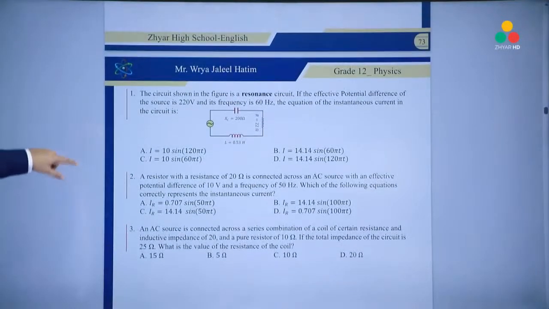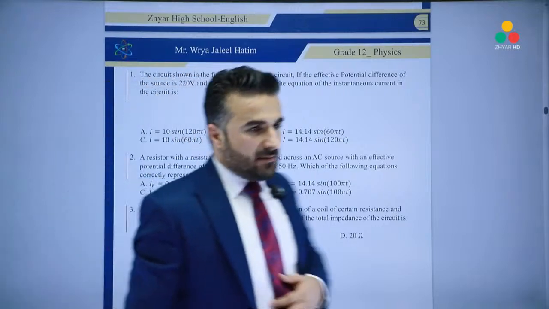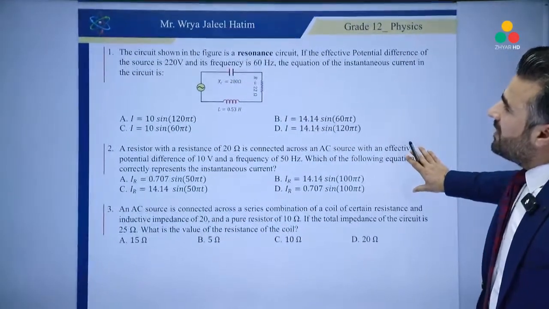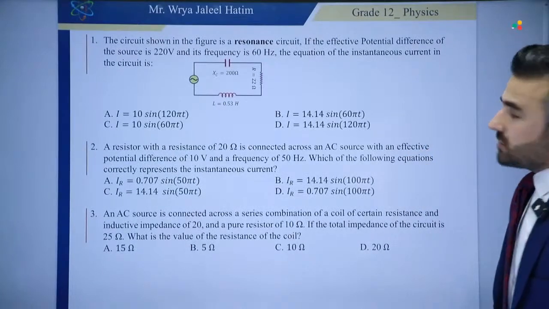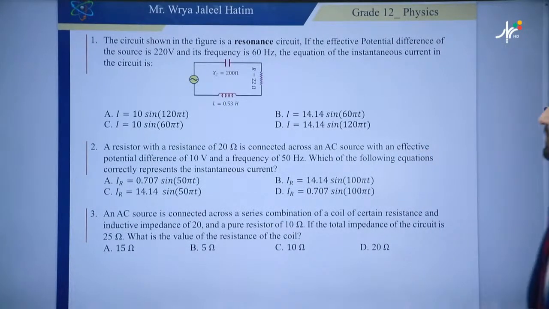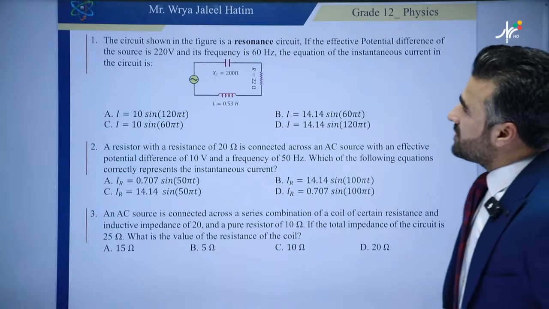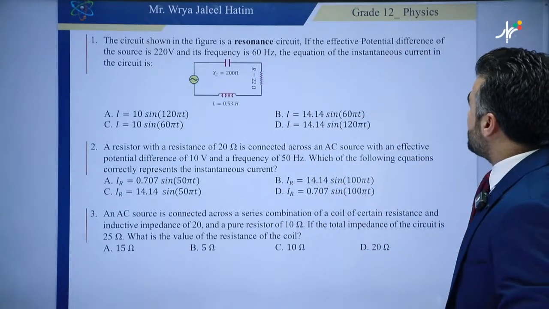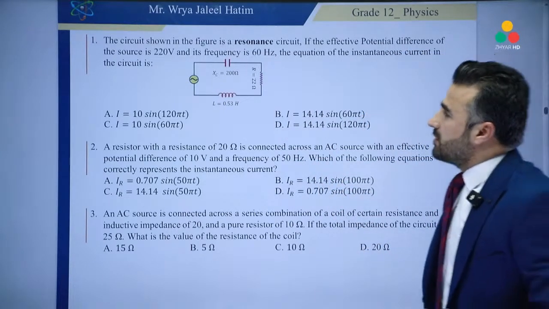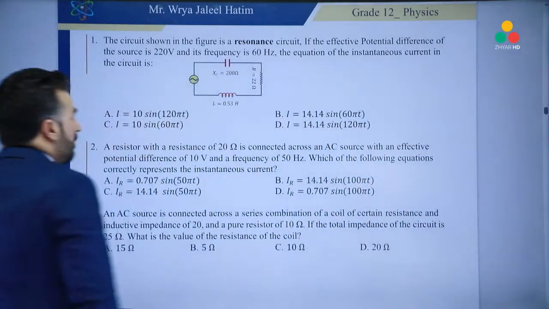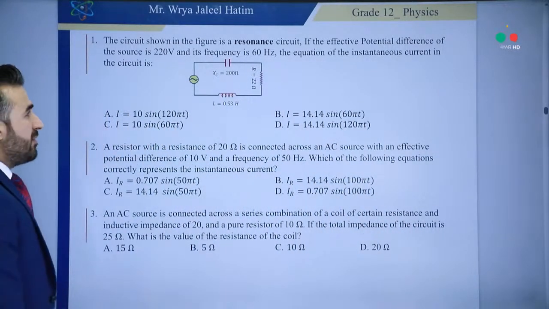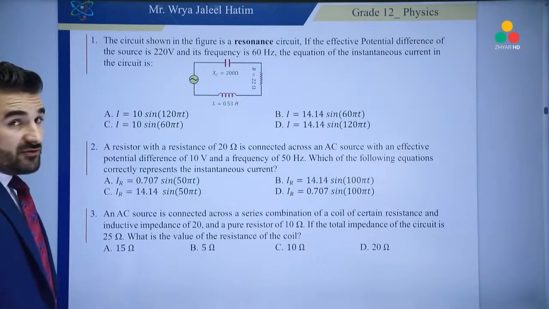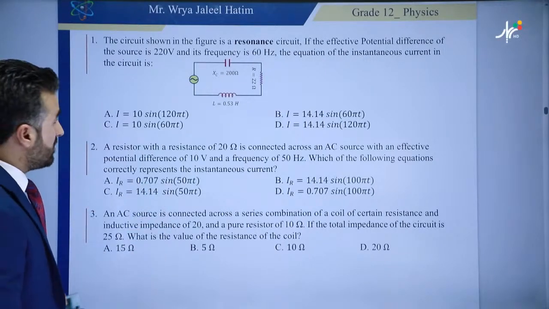And these are a few other WAEC questions. Take a look at them. These are also something very important. It says, the circuit shown in the figure is a resonance circuit. So this circuit is in a state of resonance. If the effective potential difference of the source is this much and its frequency this much, the equation of the instantaneous current in the circuit is this. I want you to be aware of one thing here, guys. Remember this, yeah? This is pretty much the same as the last part of the question that we have solved here.